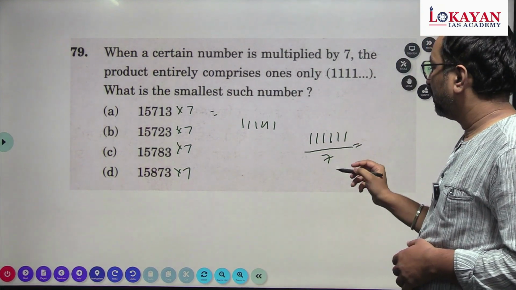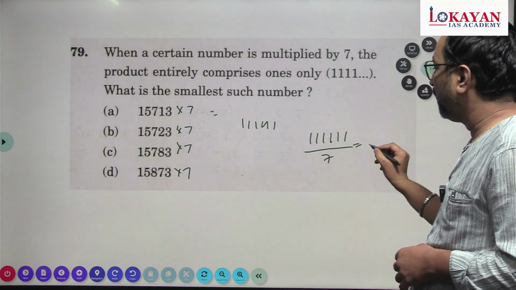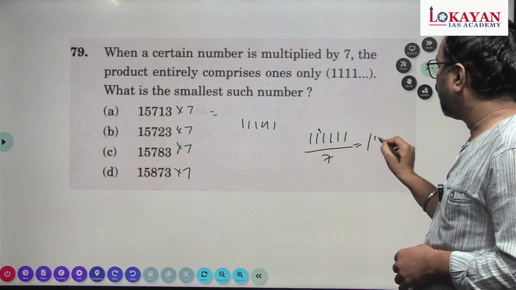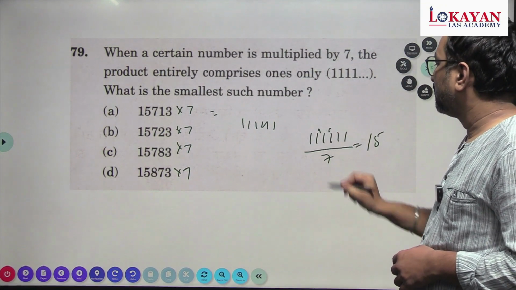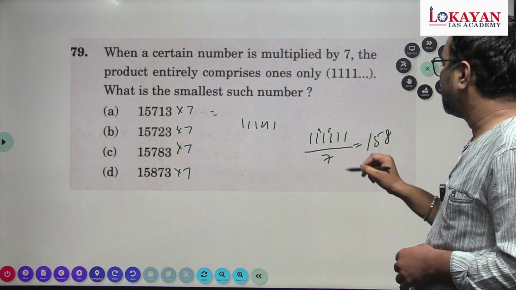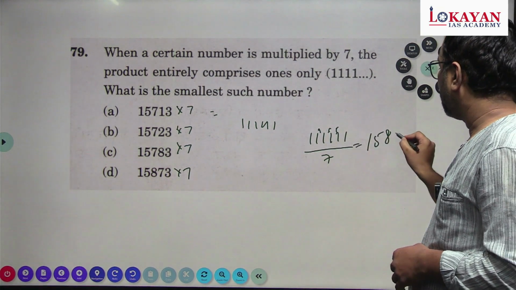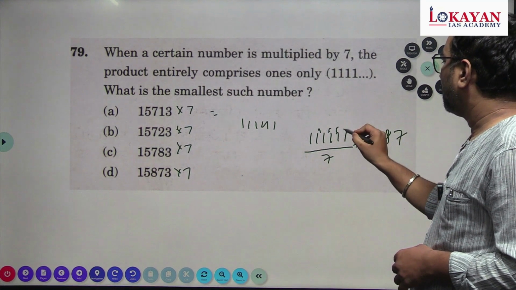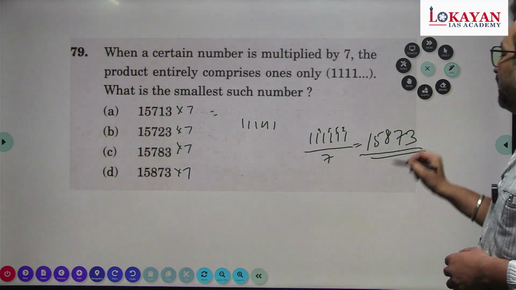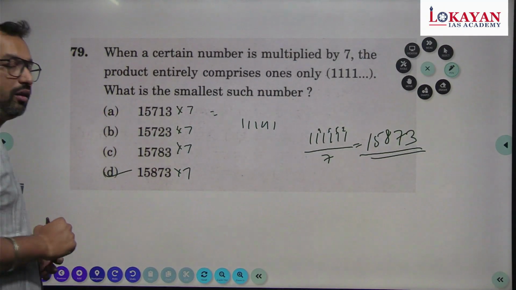If I divide, I don't know the number of ones. There can be more, there can be less. So just keep dividing. 7 ones are 7. It became 41. 7 fives are 35. So 6 is the carry. It became 61. 7 eights are 56. So carry 5. 7 sevens are 49. Carry 2. It became 21. 7 threes are 21. So 15873 is that number, the desired number.